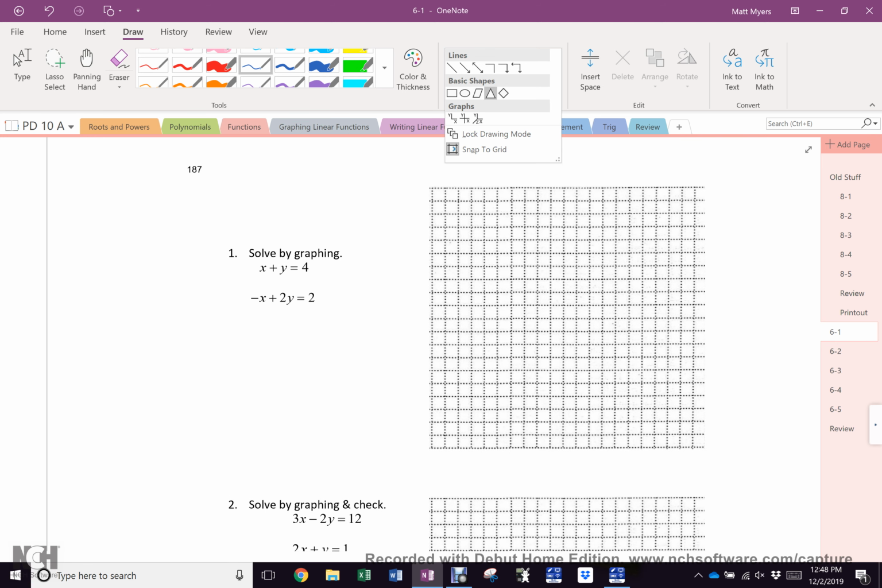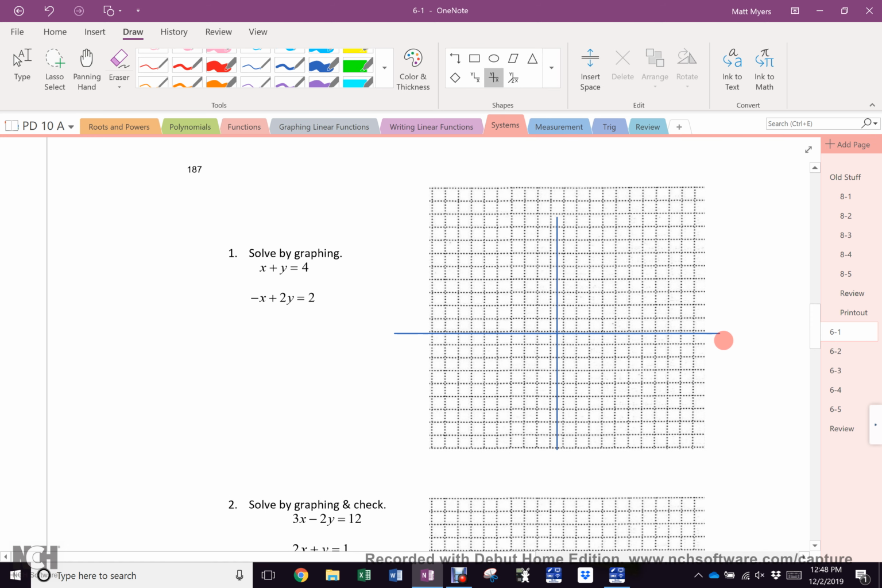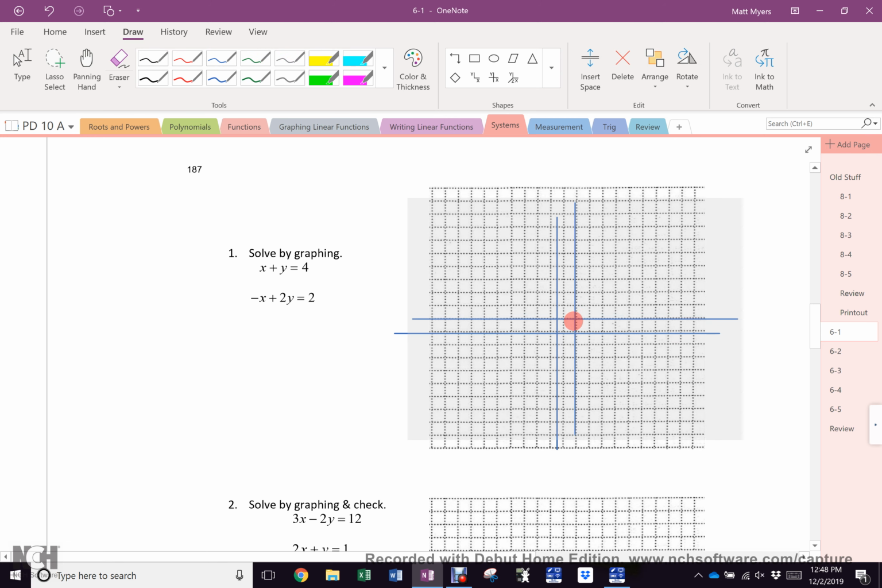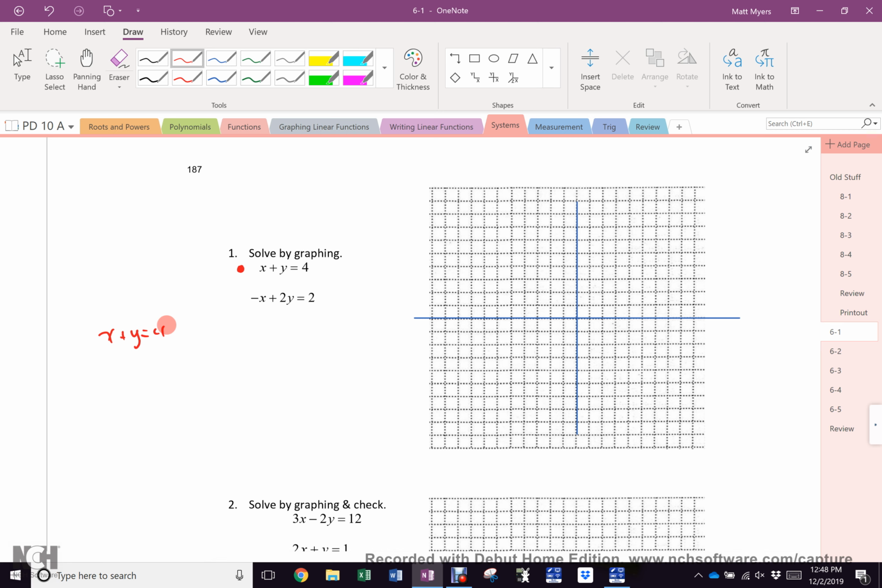Here is a graph. How many equations do you see? 2. Does that make this a system? Yes, it does. So, first thing I will do is graph the first one. x plus y equals 4. What would be my first step? And really the only step I need to do here. Isolate y. y equals negative x plus 4, yes? Where do I put my first dot? Plus 4. 1, 2, 3, 4. What's the slope? Negative 1.